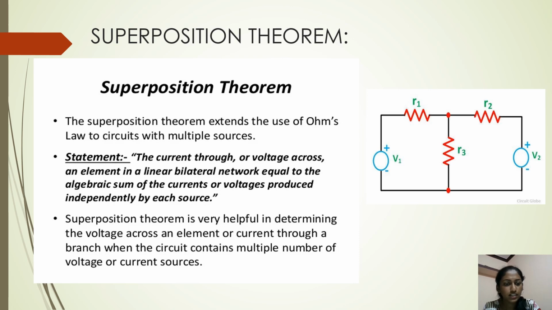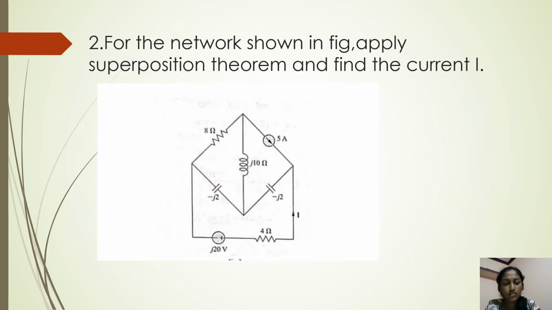Superposition theorem states that the current through or voltage across an element in a linear bilateral network is equal to the algebraic sum of the currents or voltages produced independently by each source. Now let's discuss the problem based on the superposition theorem. For the circuit shown in the figure, apply superposition theorem and find the current I.